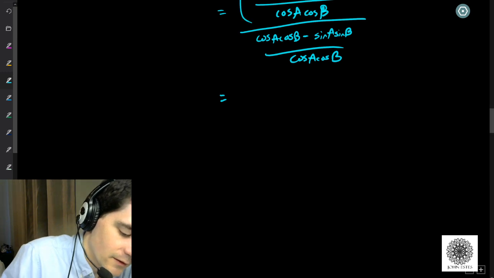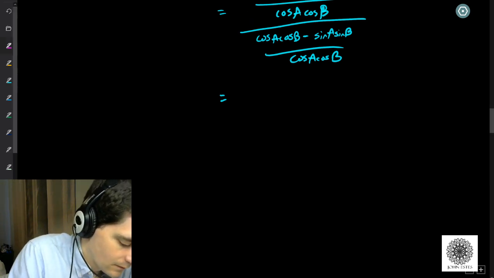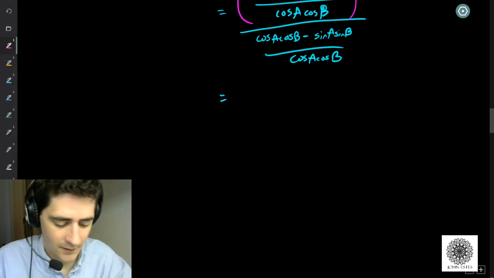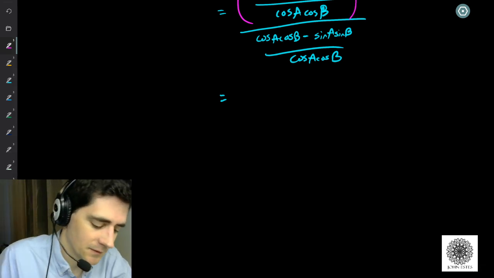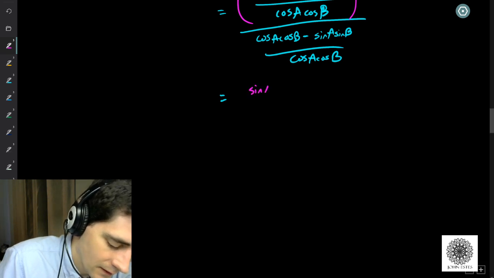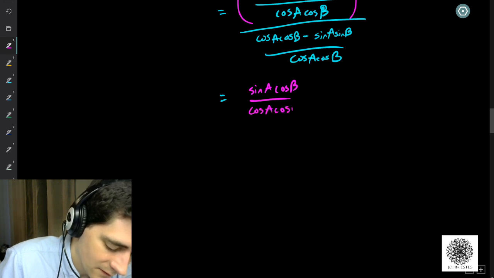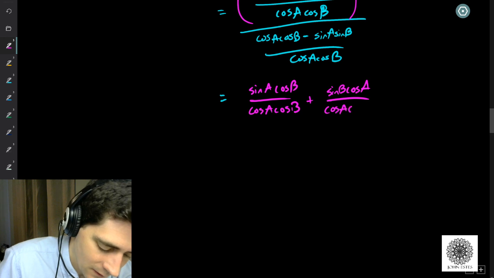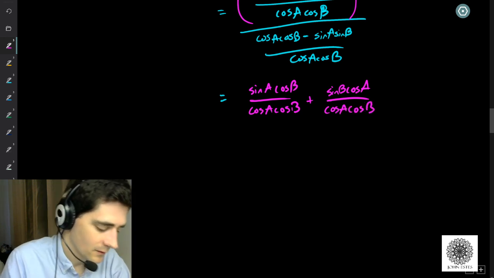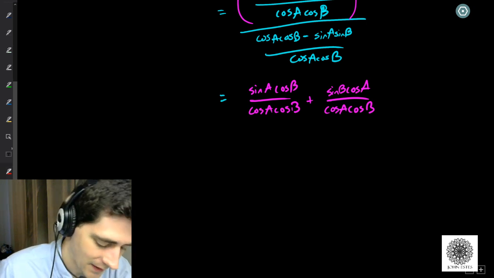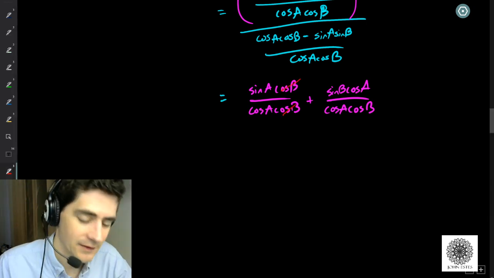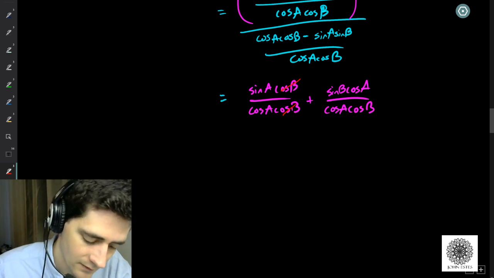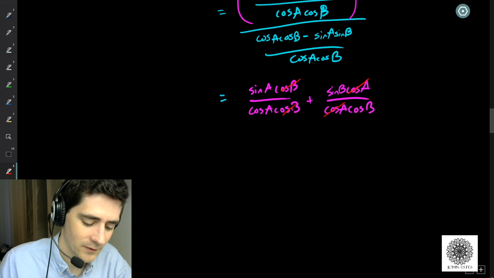so look, since this numerator here has a common denominator, I can break it up as two different fractions, like this: sine A, cosine B, over cosine A, cosine B. So there's my first expression, plus sine B, cosine A, over cosine A, cosine B. Okay, and notice when I do that, some stuff starts happening. Cosine B cancels out. I'm left with sine A over cosine A. The cosine A's cancel out. I'm left with sine B over cosine B.